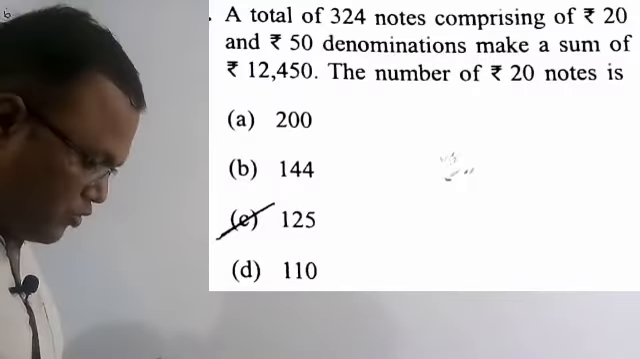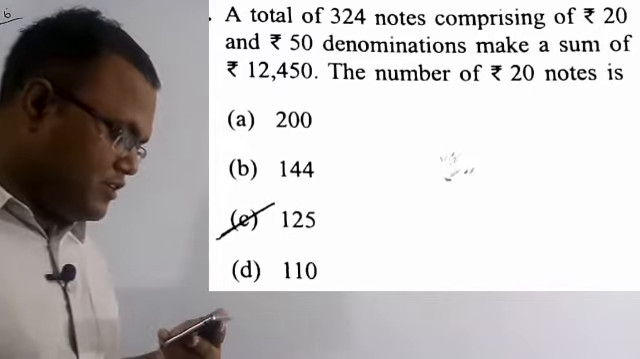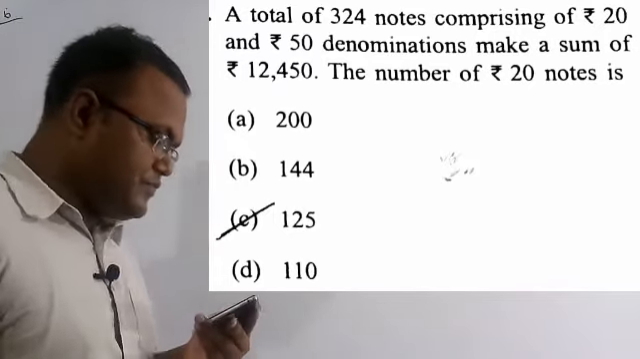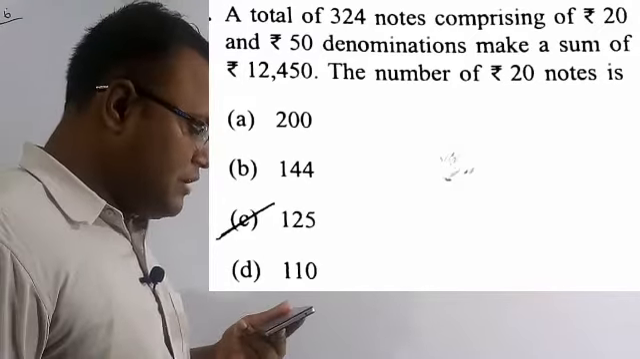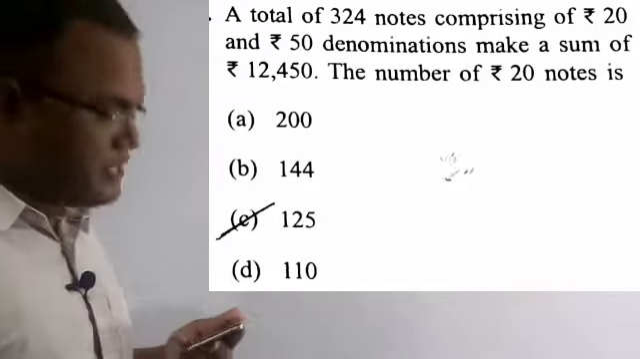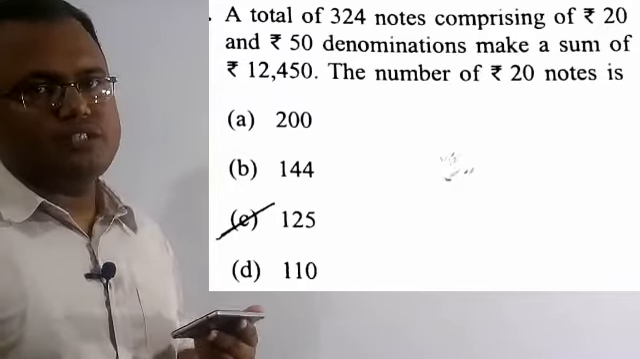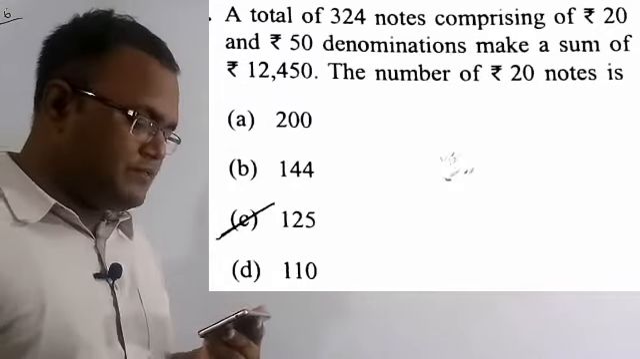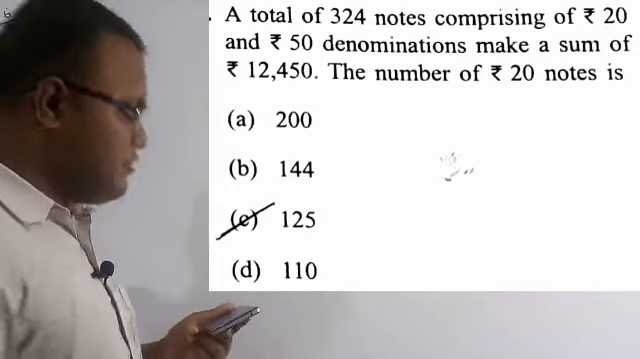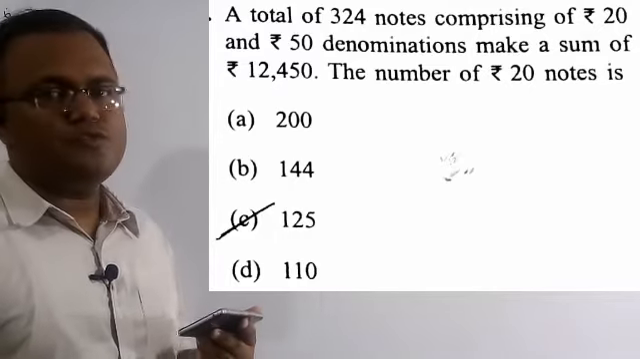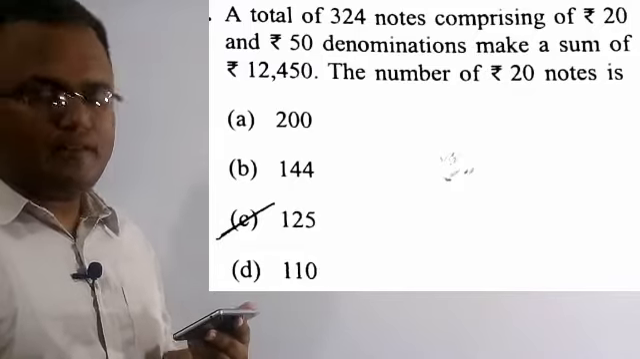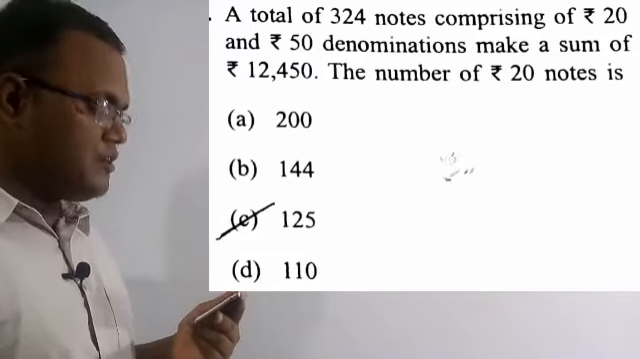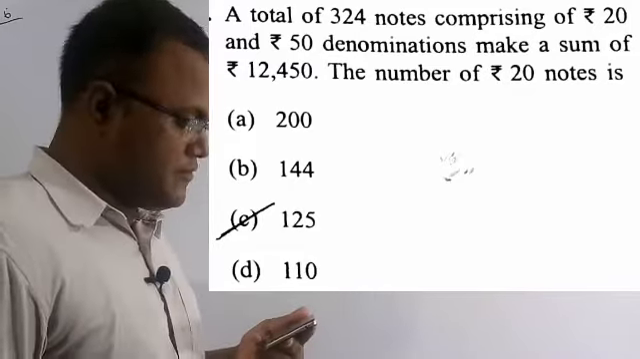Now we are going to solve the sixth question. See the question here. A total of 324 notes comprising rupees 20 and rupees 50 denominations make a sum of 12450. We need to find the number of 20 notes, that is, how many 20 notes are available. Option C is the correct solution of this question, which is 125.